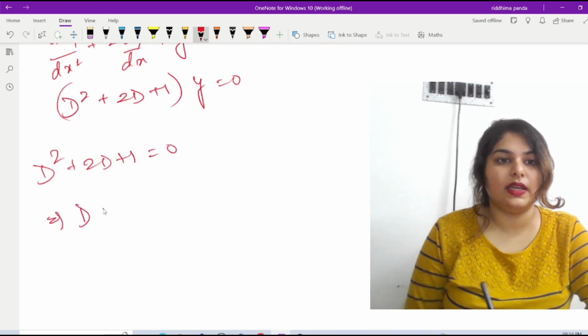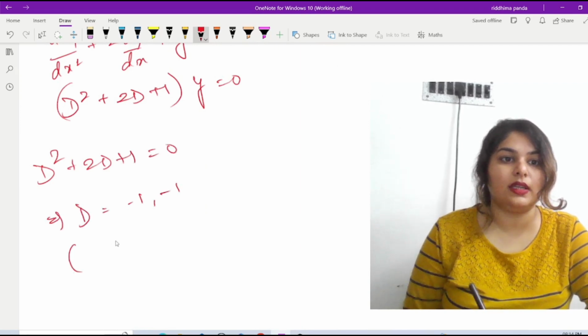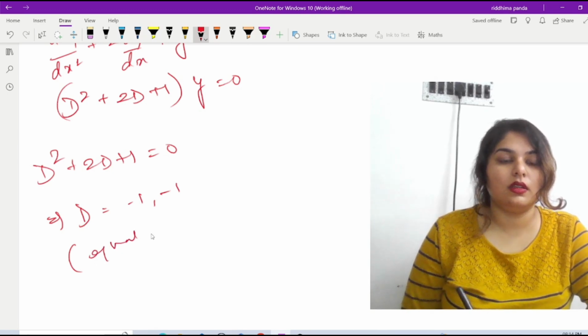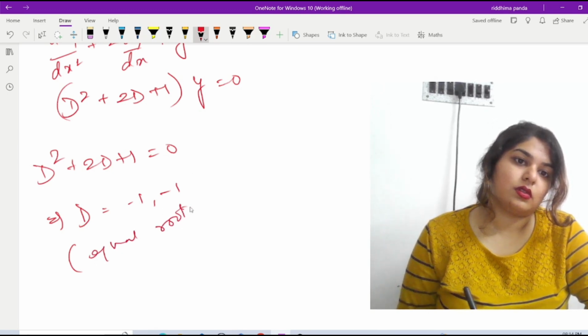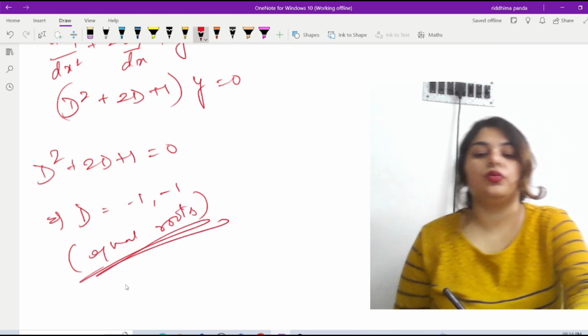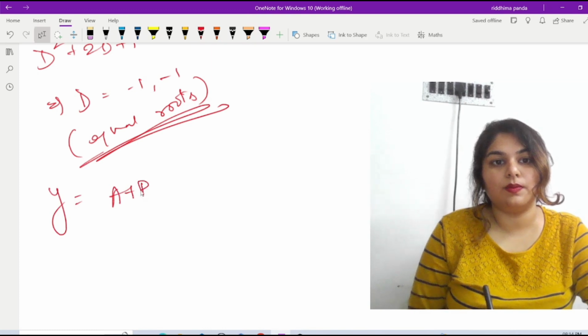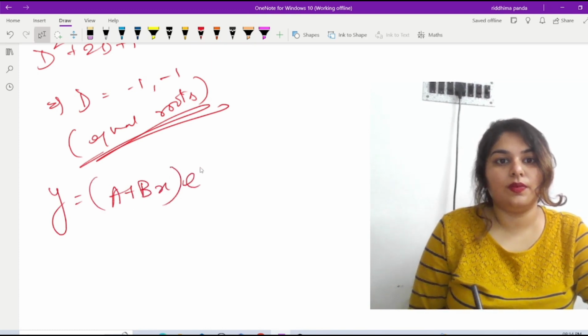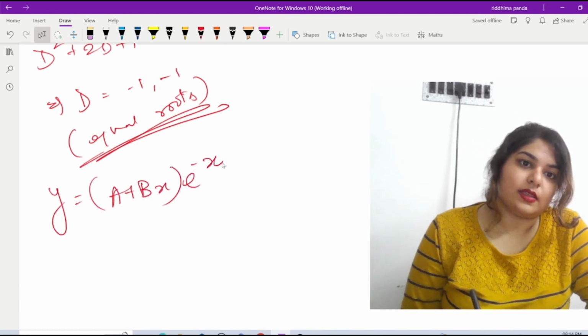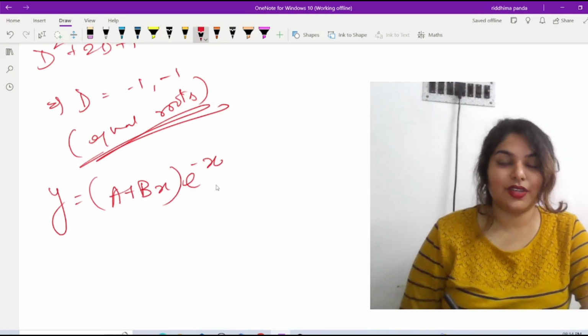So solving this, we will get D is equal to minus 1, minus 1. That is equal roots. So with equal roots, the solution of y will be y is equal to (a plus bx) e to the power minus x. Now let us use the conditions given in the question.